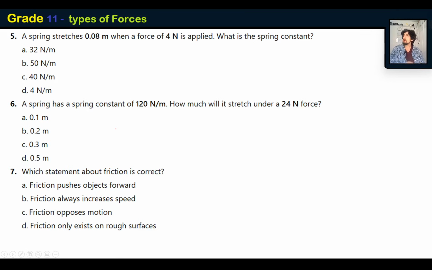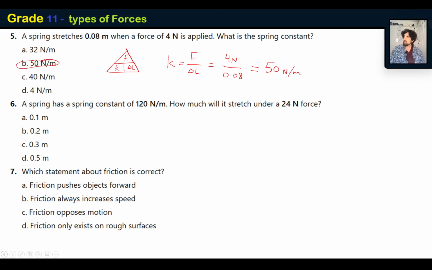Right, moving on. A spring stretches 0.08 meters when a force of 4 newtons is applied. What is the spring constant? So again, we're going to use this formula here. F equals K multiplied by delta L. What am I looking for? I'm looking for the spring constant, so I need K. So K is equivalent to force over delta L. Using triangles really helps. If you want to find K, all you have to do is cover K, and you can tell it's force over delta L. So that's going to be 4 newtons divided by 0.08, which is exactly 50 newtons per meter.